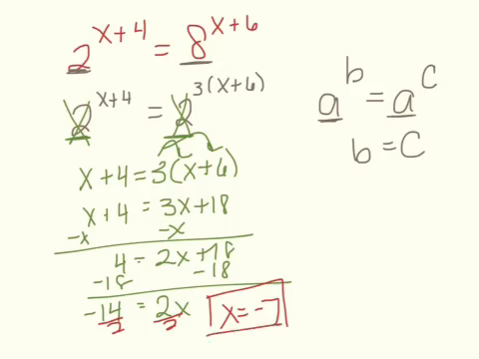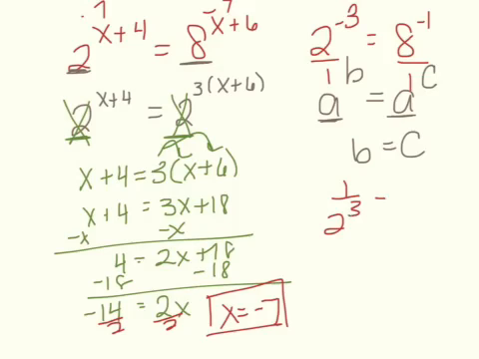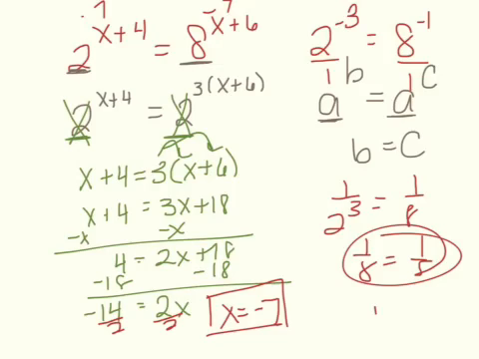I can plug in negative 7 in both places here. And if I simplify that, on the left-hand side, I would get 2 to the negative 3rd equals 8 to the negative 1. And if I simplified that to fractions, I would get 1 over 2 to the 3rd equals 1 over 8. Therefore, 1/8 equals 1/8. And I would know that this answer is correct.